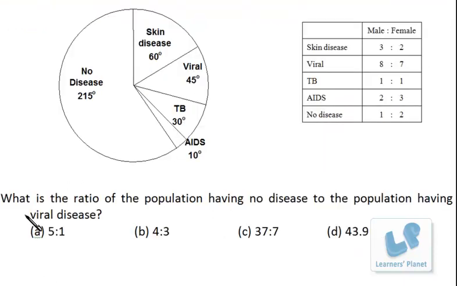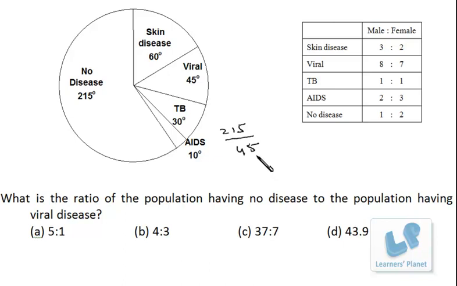Now this question, what is the ratio of the population having no disease to the population having viral disease? So population having no disease is 215 degree. We don't have to calculate the value in percentage because both the datas are already in degrees. So mutually the degrees will get cancelled. So no disease is 215 and population having viral is 45, right? So we have to find out the ratio of 215 to 45.